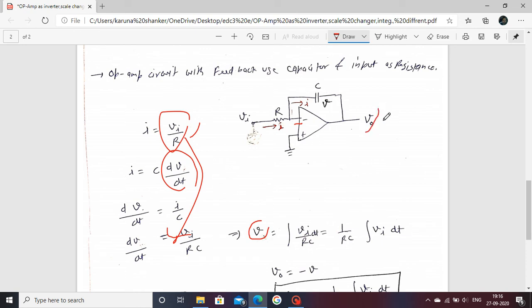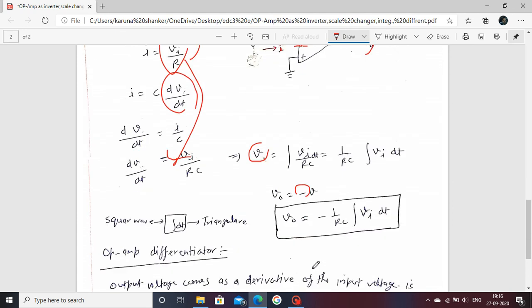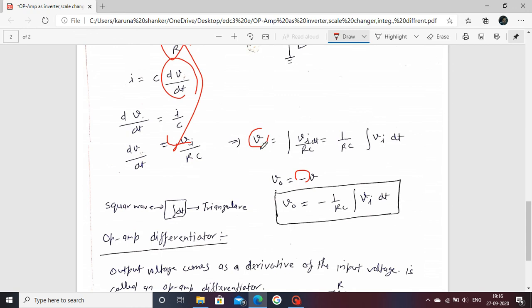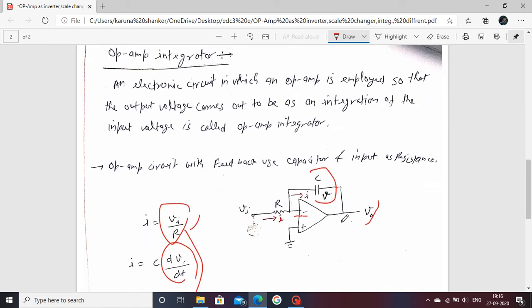The output voltage is equal to the voltage appearing across the capacitor, so V output is equal to minus V. The negative appears because the signal is applied to the negative terminal, which means a 180 degree phase shift. Putting in the value of V, this relation comes. See here properly: whatever input you apply, the output comes in integrated form. That's why it's an integrator circuit.